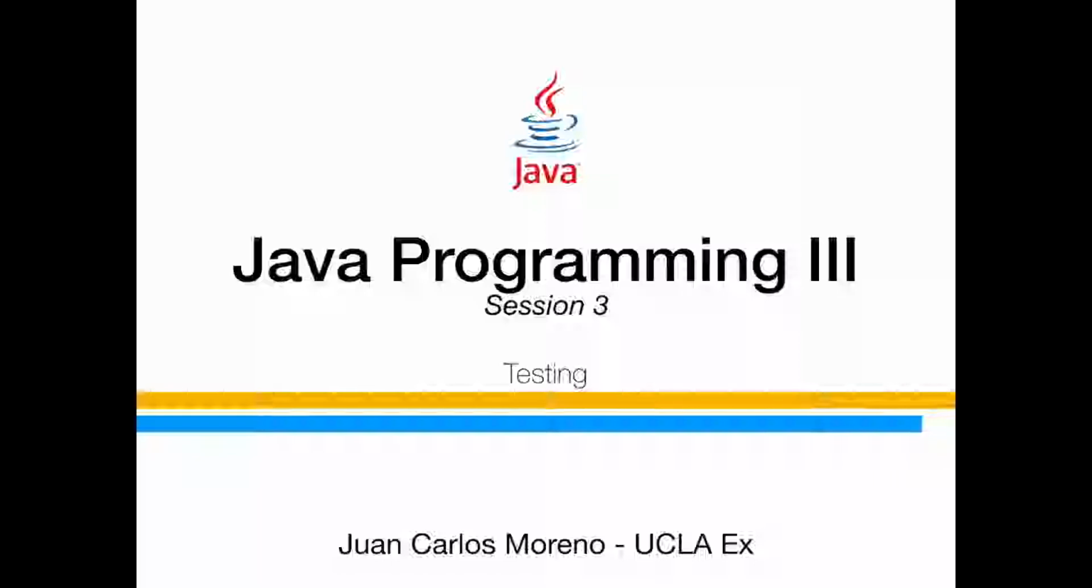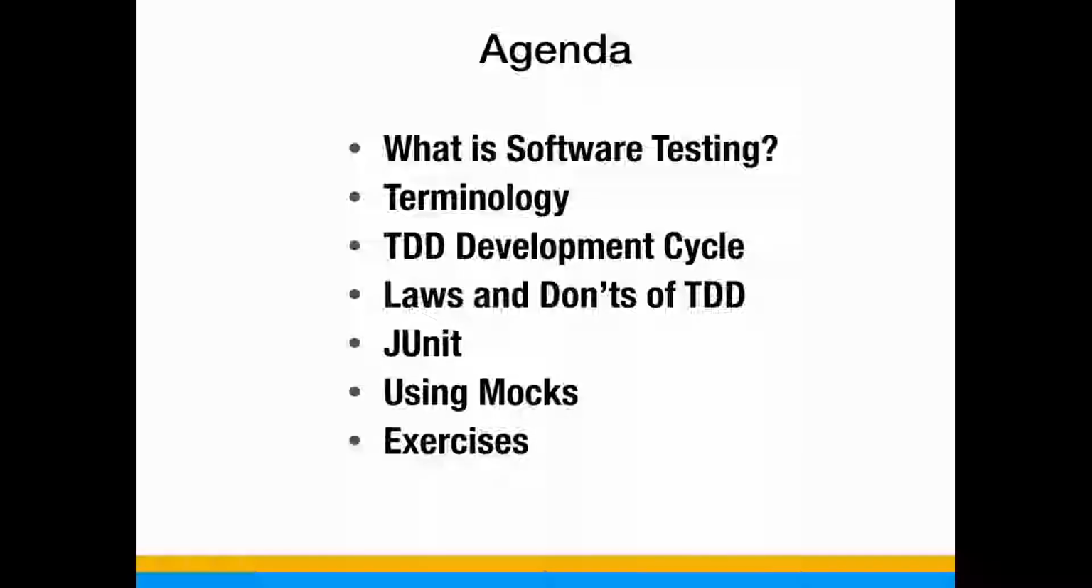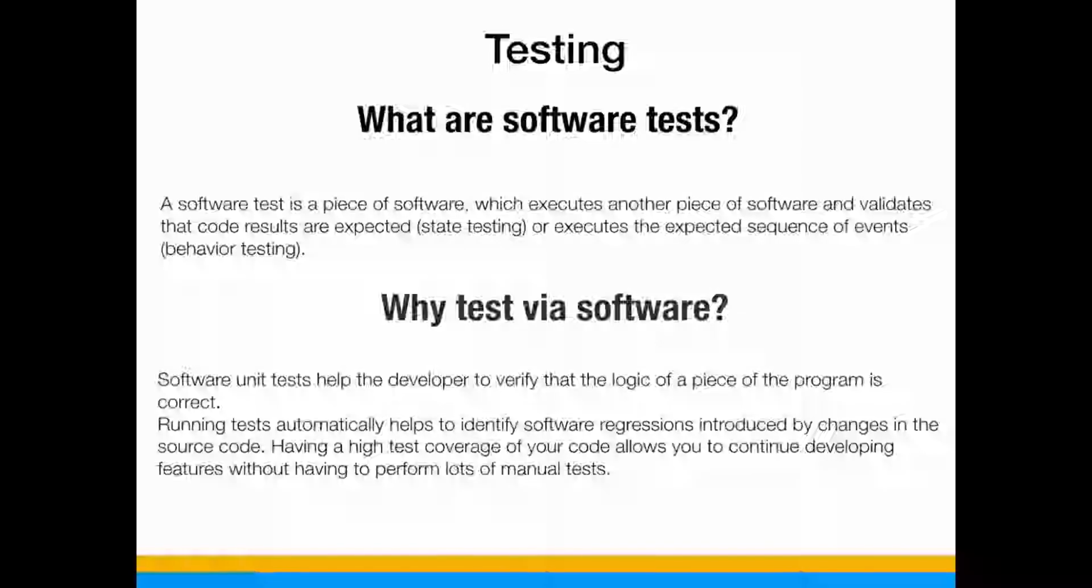We're going to be talking about software testing and the importance of software testing when we are writing software. Our agenda for today is what is software testing. We're going to discuss the terminology, what is the TDD development cycle, the do's and don'ts of TDD, how we're going to do some test development, or at least the tools that we're going to use for doing some test-driven development, what is JUnit, what are mocks, and we're going to then do some exercises.